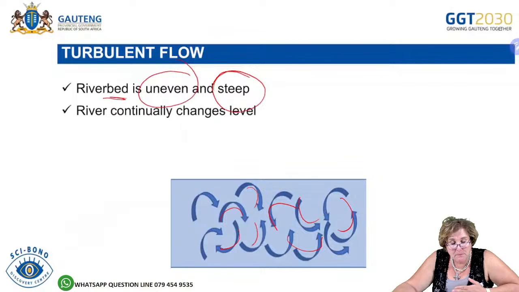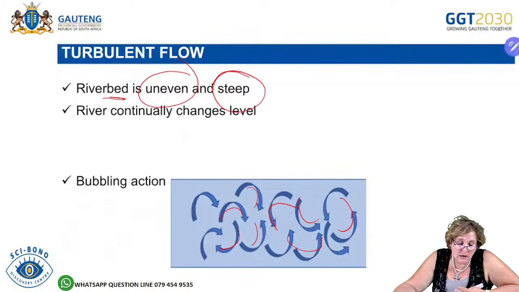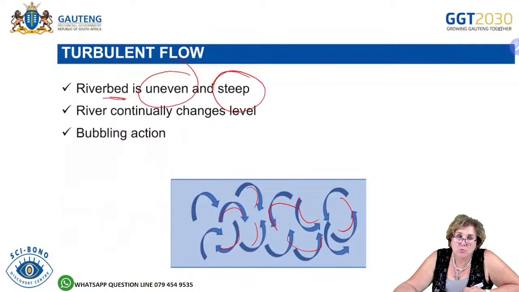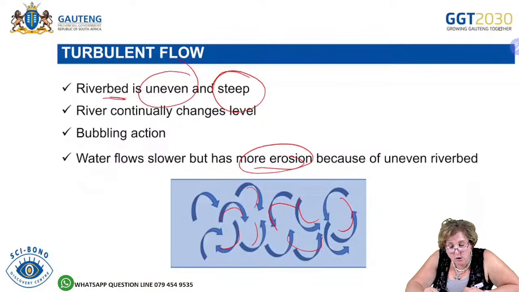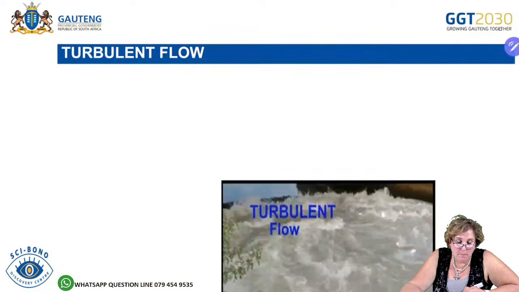The level, how high the river is, normally changes. And this water has got this bubbling action. You can hear water is running in that specific area. The water flows slower, but it has got more erosion because the riverbed is uneven. There is more erosion because of an uneven riverbed.